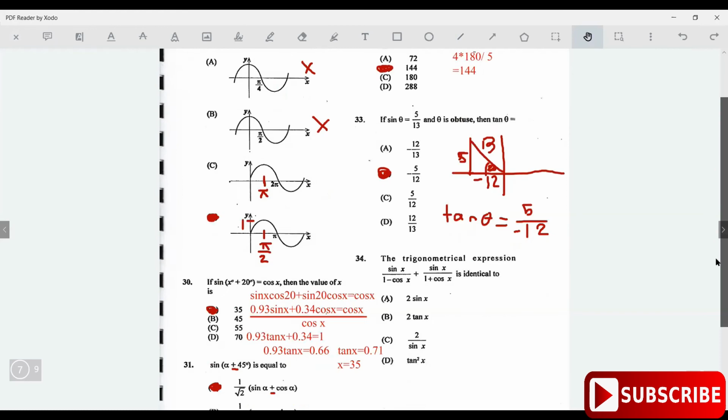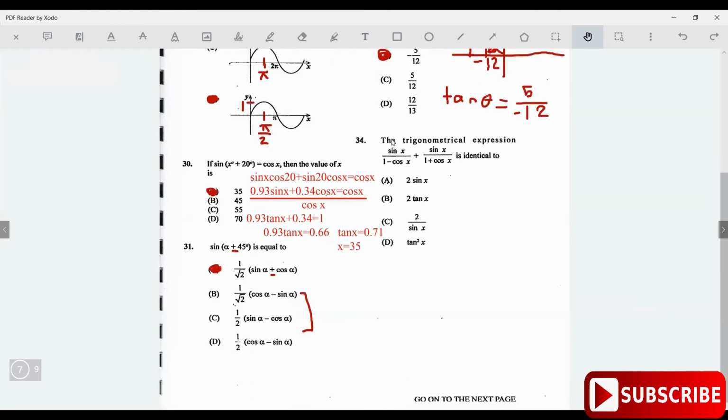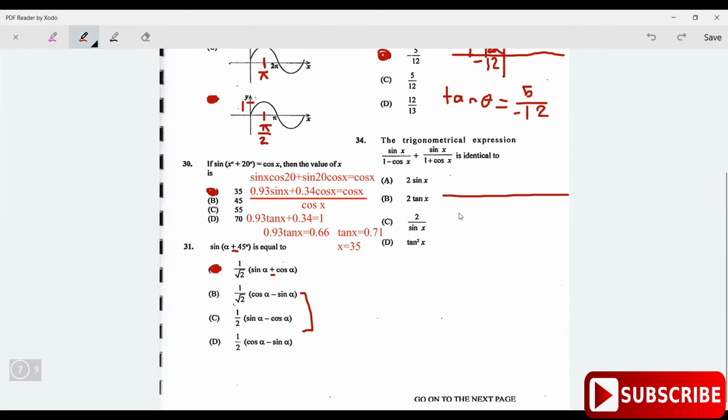Question 34. Question 34 says, the trigonometrical expression sin x over 1 minus cos x plus sin x over 1 plus cos x is... First thing, you have to find the LCM. The LCM of these two is just going to be 1 minus cos x times 1 plus cos x. So we just multiply them across, 1 minus cos x times 1 plus cos x.